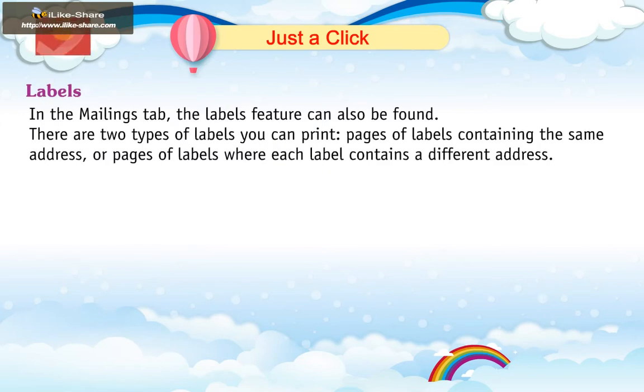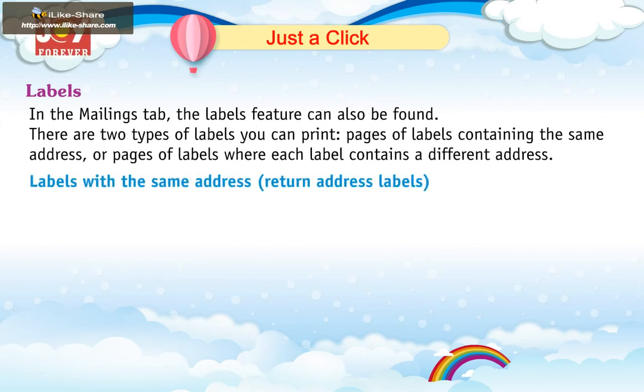Labels. In the Mailings tab, the Labels features can also be found. There are two types of labels you can print: pages of labels containing the same address, or pages of labels where each label contains a different address. Labels with the same address.